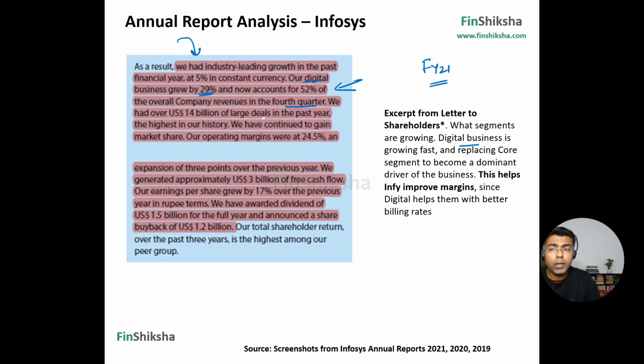They had $14 billion of large deals. They continue to do well in terms of market share. Their operating margin spiked up to 24%, although this year had a certain set of advantage on account of lower travel costs. But that's basically something that has come out. They are generating $3 billion of free cash flow.